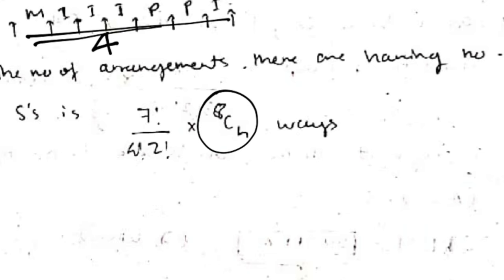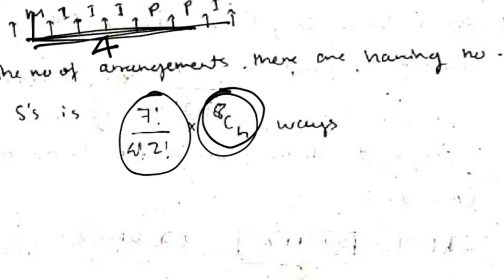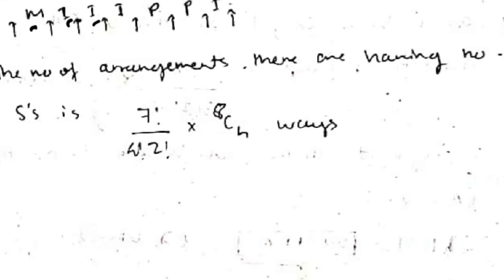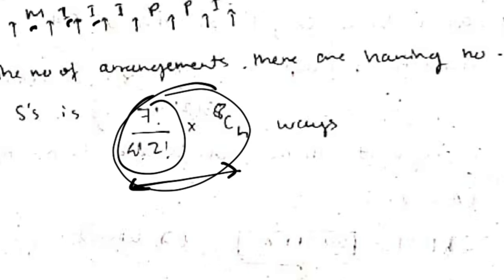So the total number of ways possible is 8C4 into the number of arrangements possible for the remaining letters, which is 7 factorial by 4 factorial into 2 factorial. If you multiply it, you will get the final answer. So that's the total number of ways in which the S's are not in consecutive places.